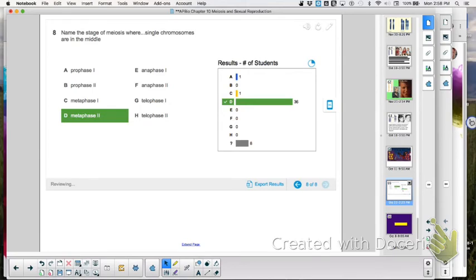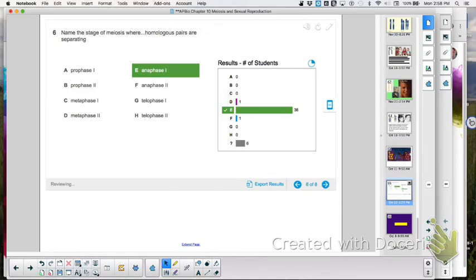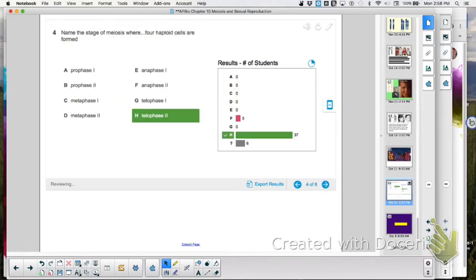Tell me a stage of mitosis where there are single chromosomes in the middle. Metaphase, right? Okay, let's do name the stage of mitosis where homologous pairs are in the middle. No stage. Name the stage where homologous pairs are separating. No stage in mitosis. Number 5, name the stage of mitosis where single chromosomes are being formed, nuclear envelope may be breaking down. Prophase. But not again. Once I put again on there, it throws it out, yeah.